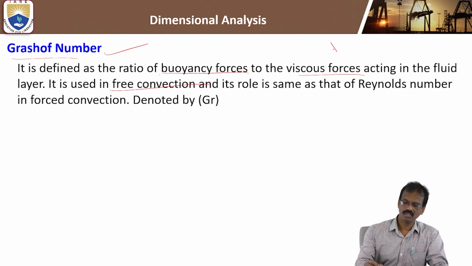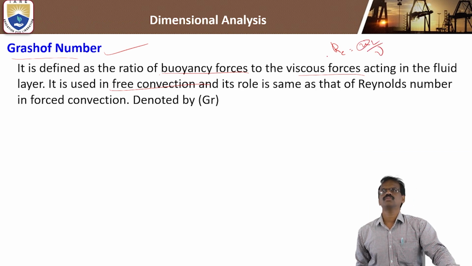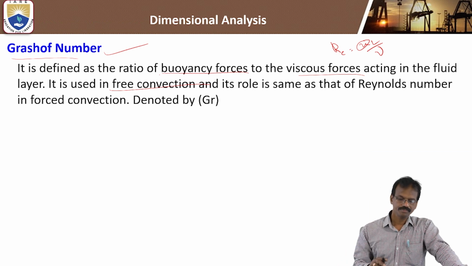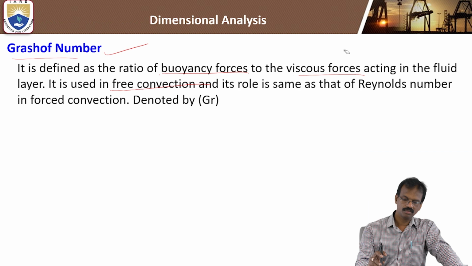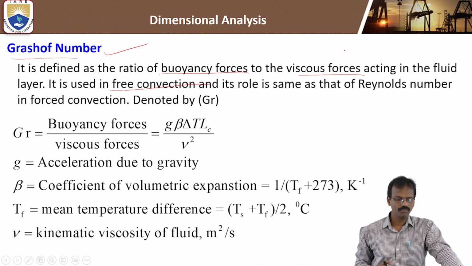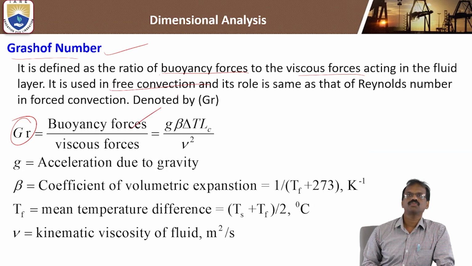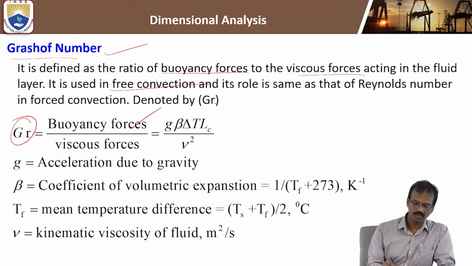But in the case of the Reynolds number, Re is UL by nu, so this includes the velocity of the fluid. Velocity occurs only in forced convection. Okay, so we'll see the formula for the Grashof number. The Grashof number is equal to buoyancy forces by viscous forces.